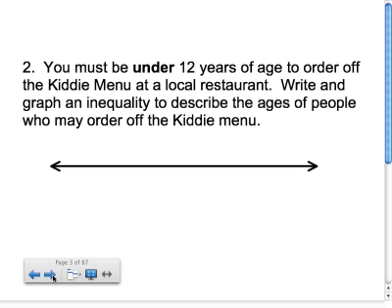So number 2 says you must be under 12 years of age to order off the kiddie menu. I know that your age has to be strictly less than 12. You can't be 12. You've got to be under 12. It doesn't say 12 and under. It says under 12, so less than 12. But remember, your age can't go below 0 either. So that's where that second inequality comes in.